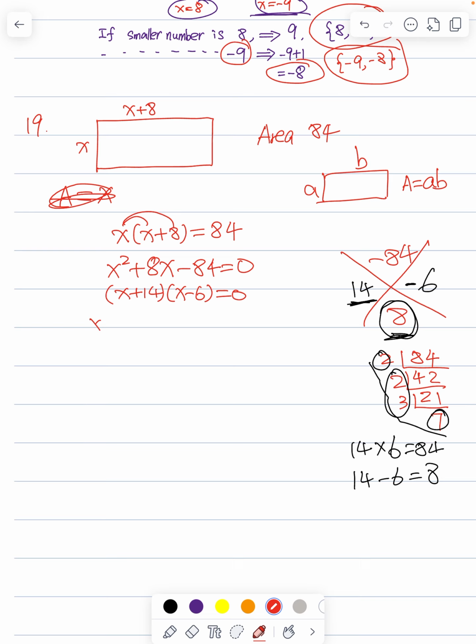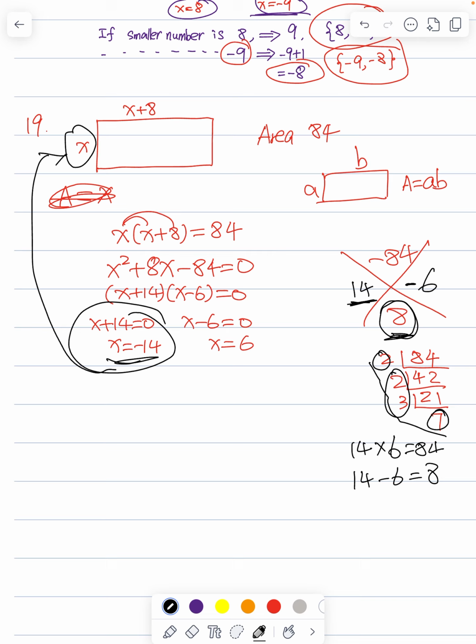x plus 14 equal to 0, or x minus 6 equal to 0. So the first one, x equal to negative 14, and the second one, x equal to 6. Okay, sometimes in the real world, the solution may not make any sense. For example, in this one, the width of a rectangle is negative. This is impossible. In the real world, we don't have any negative length. So this solution, we're not going to use it. We're going to choose this one.